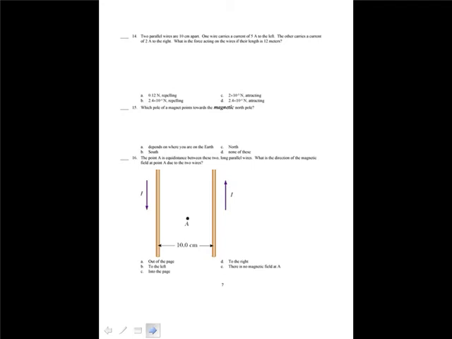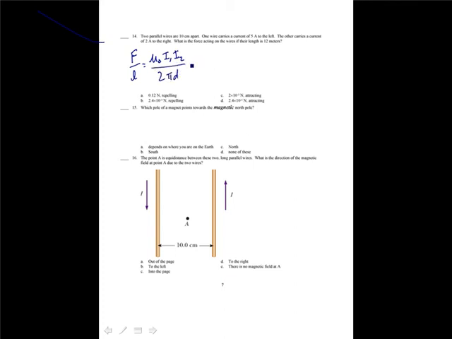Two parallel wires are 10 centimeters apart. One wire carries a current of 5 amps to the left. The other wire carries a current of 2 amps to the right. What is the force acting on the wires if their length is 12 meters? All right, so we want to know the force on the wire. The force on two parallel wires from your equation sheet, F over L, is equal to mu naught I1 I2 over 2 pi d.